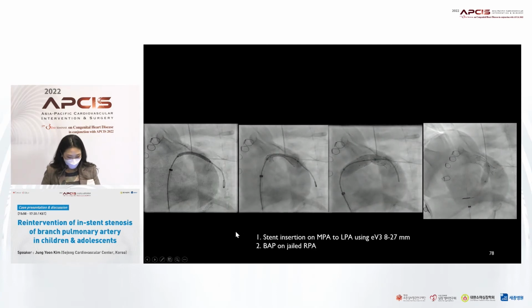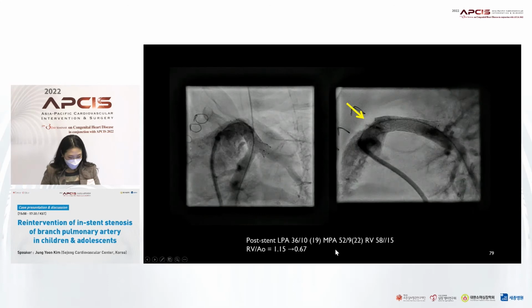And then stent insertion on MPA, nearly RVOT stenting, MPA to LPA, using EV3 8mm size and 27mm length. Then we did BAP on the jailed RPA very successfully.